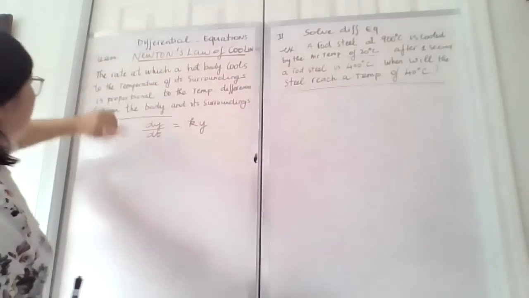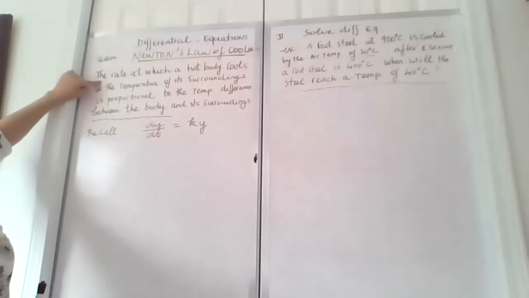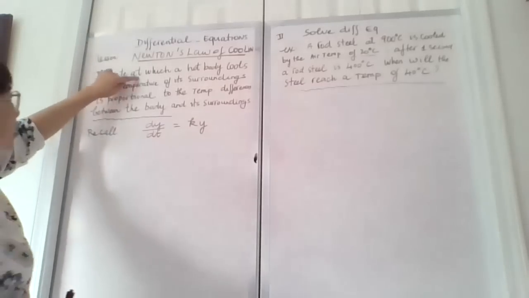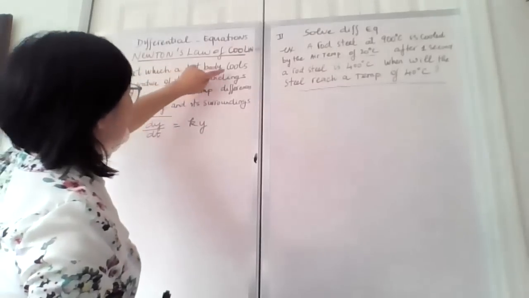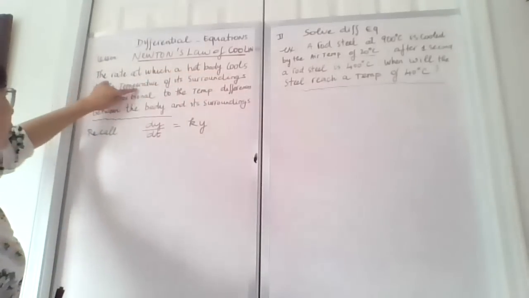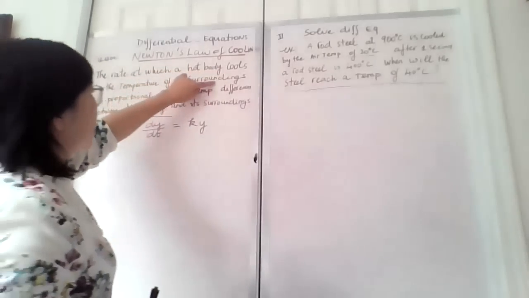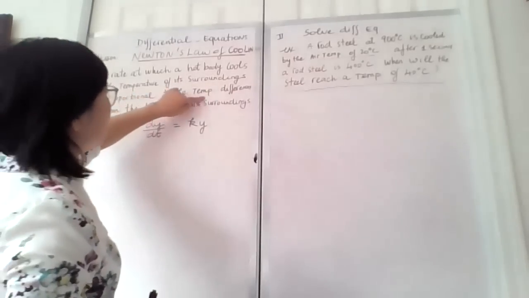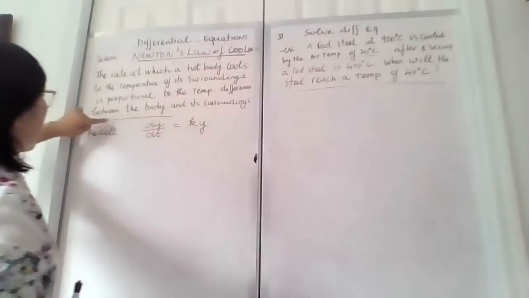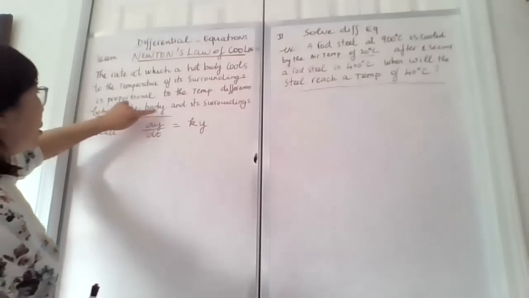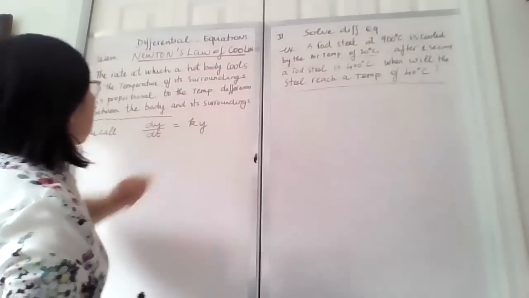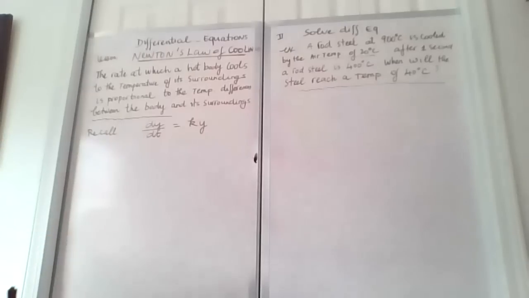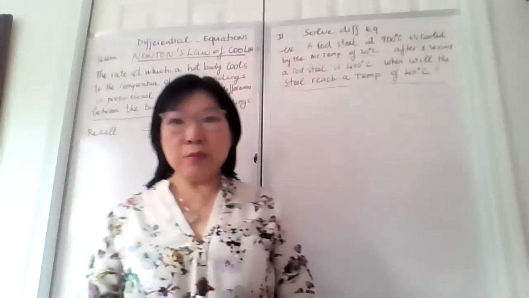Newton's law of cooling says that the rate at which a hot body cools to the temperature of its surroundings is proportional to the temperature difference between the body and its surroundings. So what does that mean? Let me connect it to a real life problem.